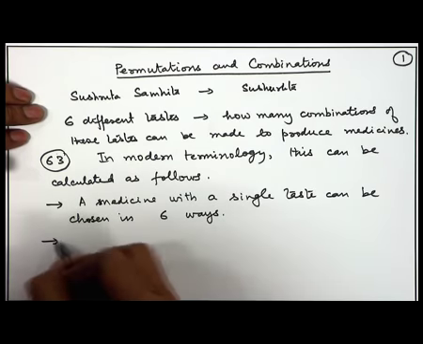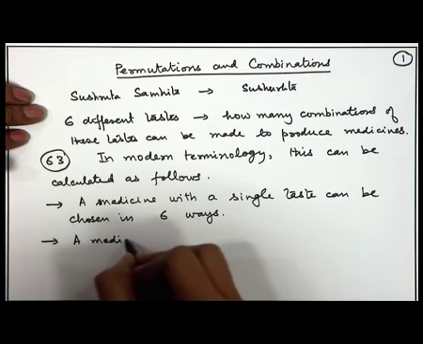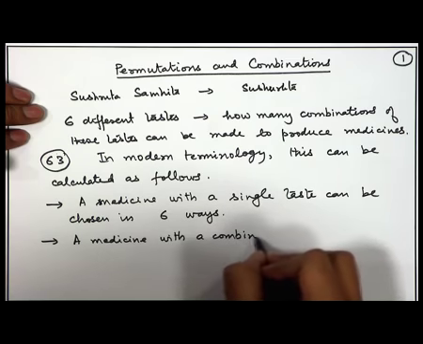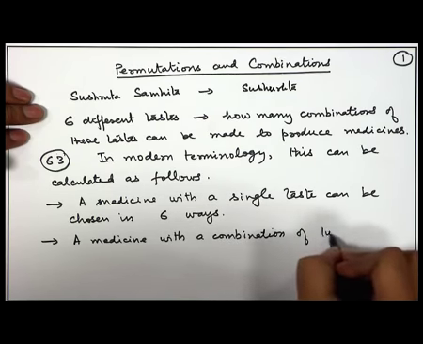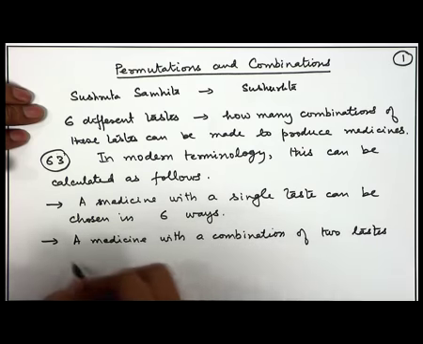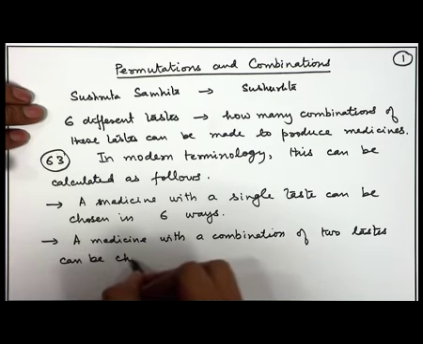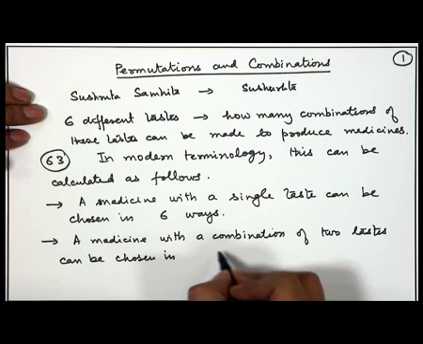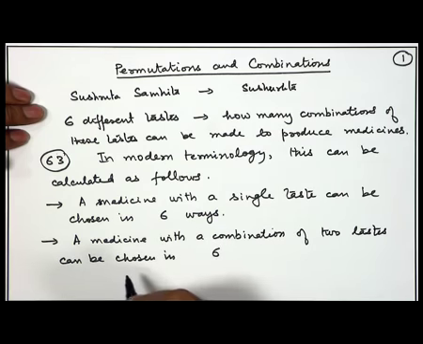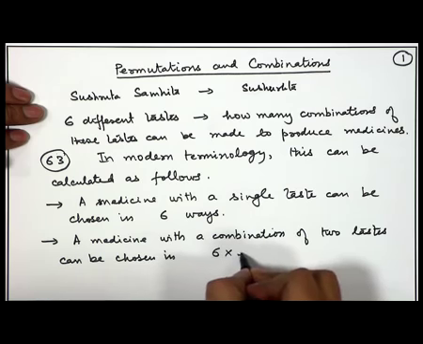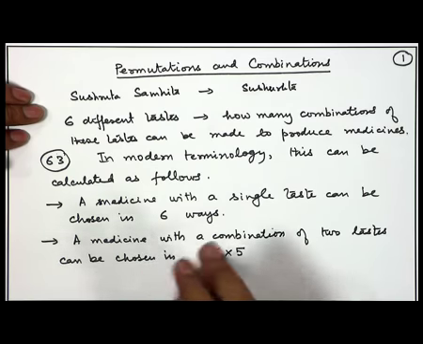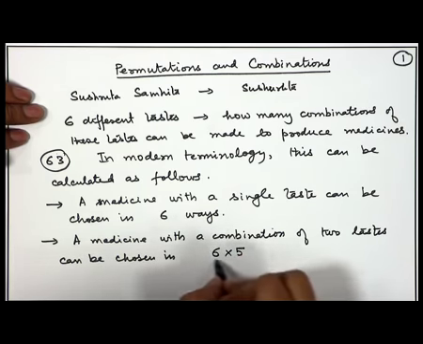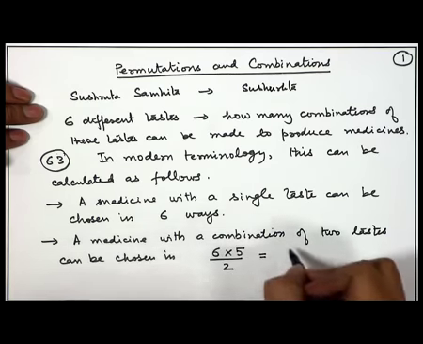Then if you consider a medicine which is a combination of 2 tastes, then that can be chosen in, now, you have a total of 6 possibilities. So, the first one you can choose in 6 ways, the second one you can choose in 5 ways. However, the order in which they are chosen is not important, therefore, you can divide it by 2. So, this number becomes 15.